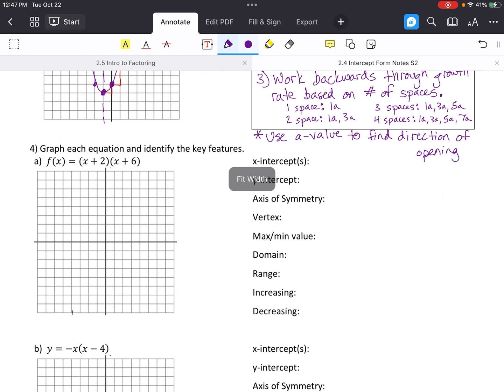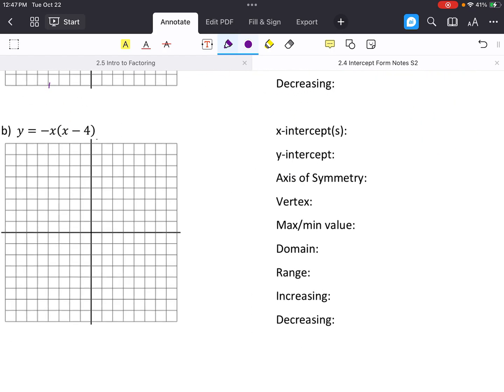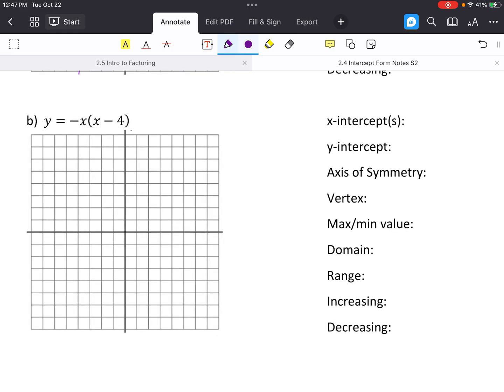We're going to do another example. We're going to do 2 more actually. So for this one, my x-intercepts are (0, 0) and (4, 0). My a value is negative out front, which makes it a -1. So 1a is -1, 3a is -3, 5a is -5.